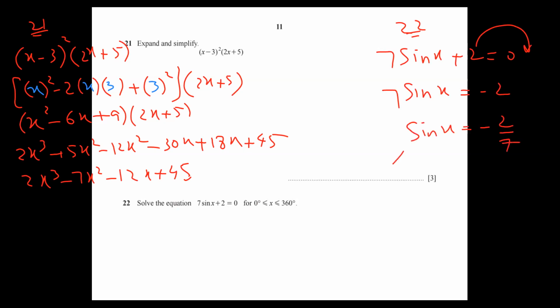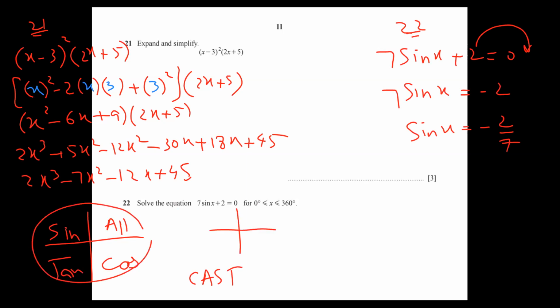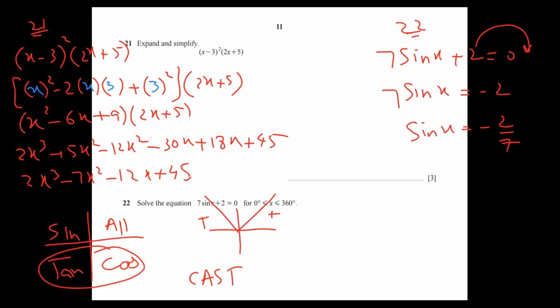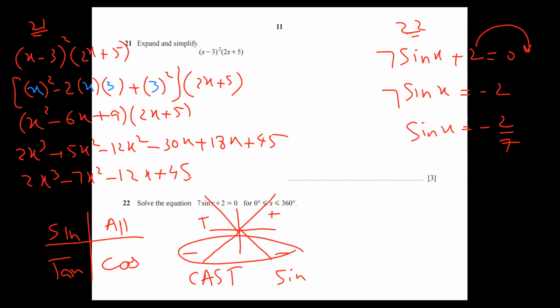So we have this property. You can see here, the CAST property. CAST means C-A-S-T. C for cos, A for all, S for sine, and T for tan. And in short, let's talk about sine. Here all and here sine. So sine is positive here, and here cos and tan means sine is negative here. So this diagram I make only for sine. So sine is positive in the first and second quadrants, and sine is negative in the third and fourth.